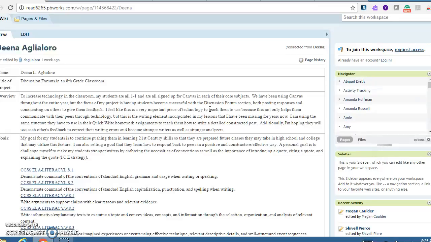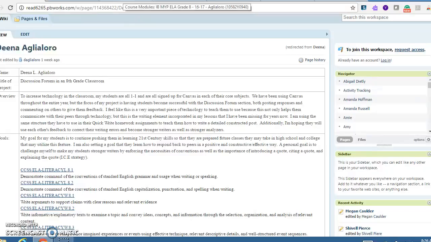as well as Canvas. So my goal for this project was for my students to continue pushing themselves in learning 21st century skills so that they are prepared for future classes they may have in high school and college that may utilize this feature. My goal for myself is that they learn how to respond back to peers in a positive and constructive, effective way. This also was really going to help me make them stronger writers because now we had a classroom element that we didn't have before.